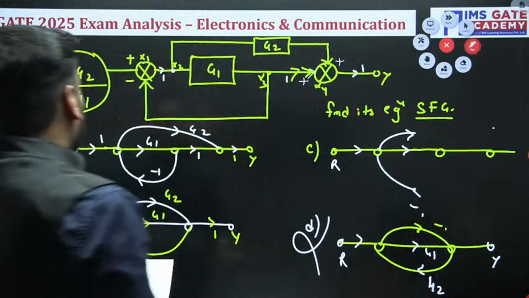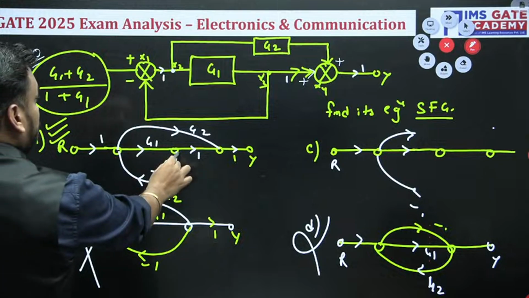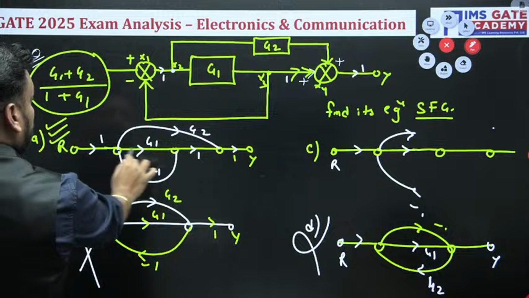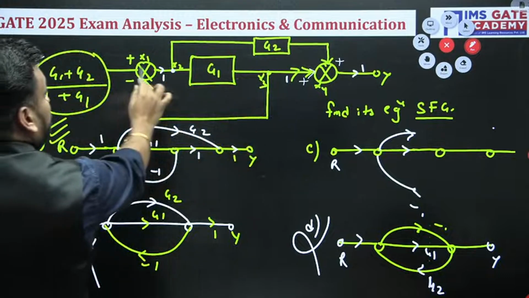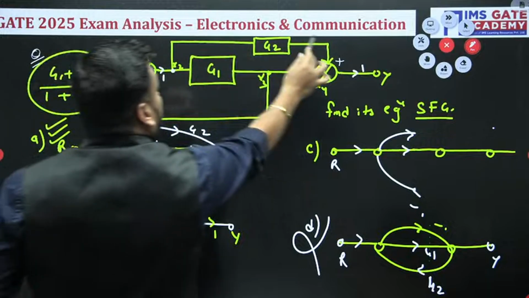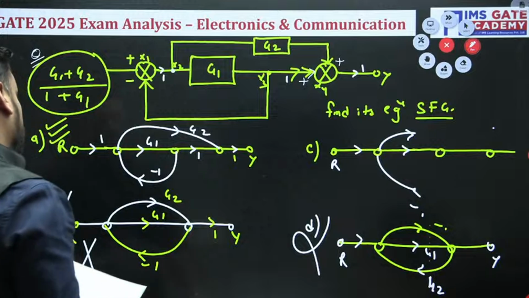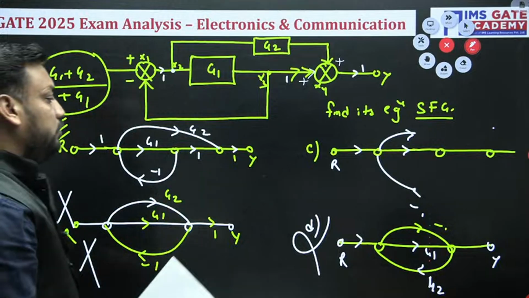Because it must satisfy only G1, G2. In the must case, this is G1 and this is G2. This loop gain is the only one possible, guys. You can't take this other loop gain. It means the G2 loop gain is not possible, sir. It means this option is wrong, so this option is wrong for sure.